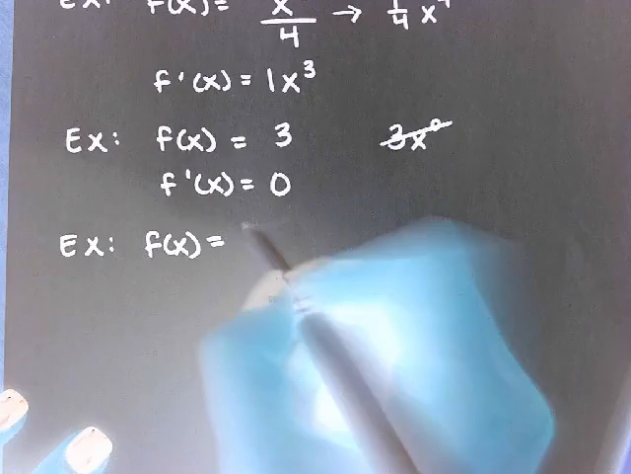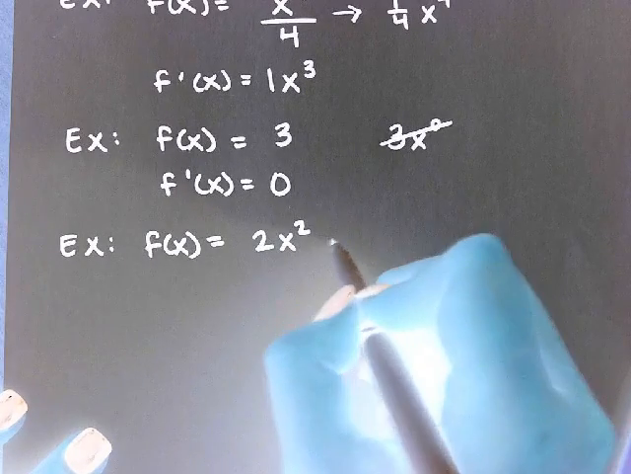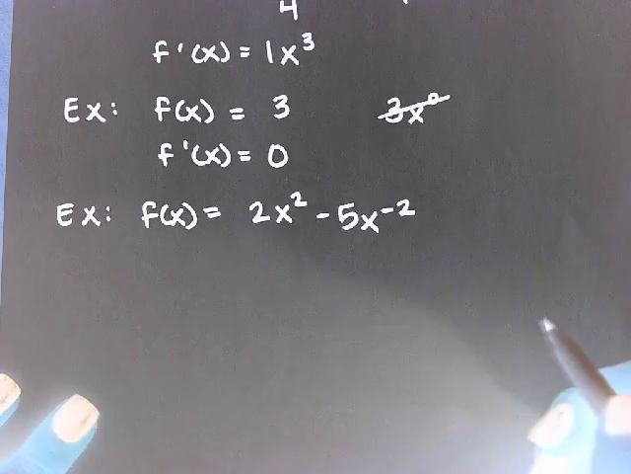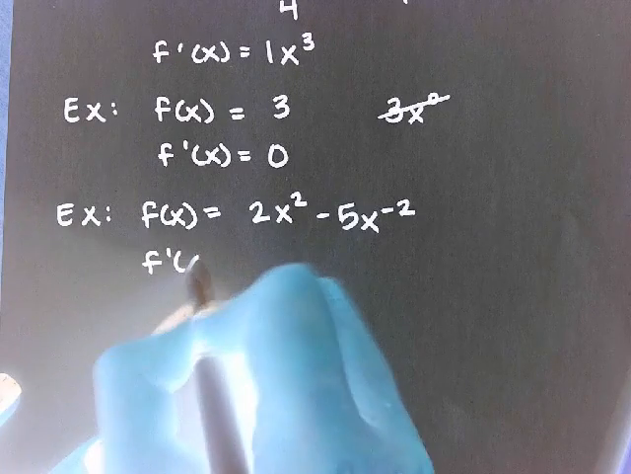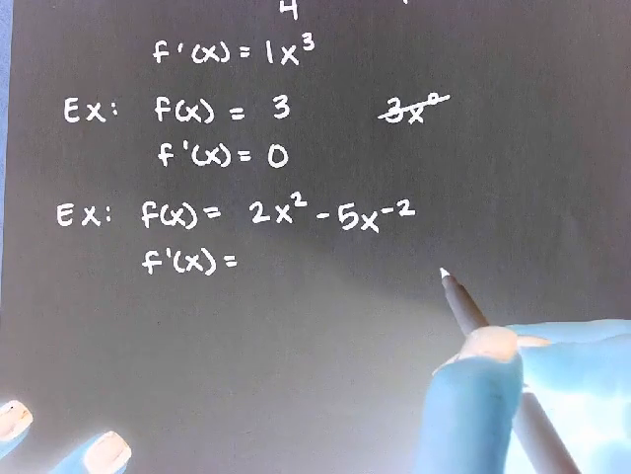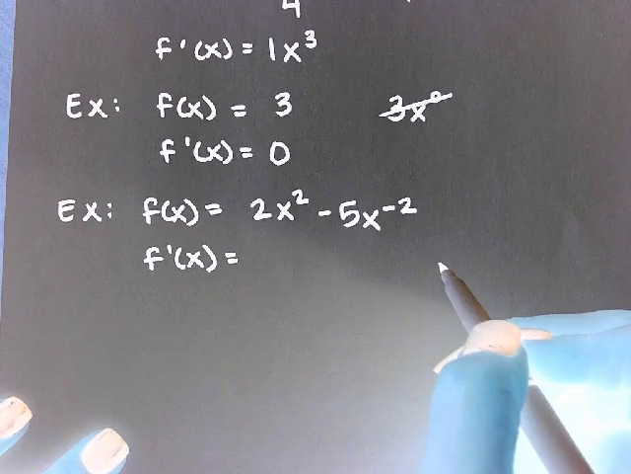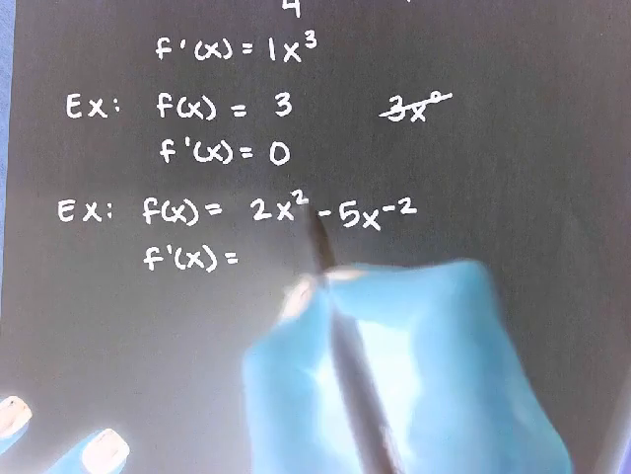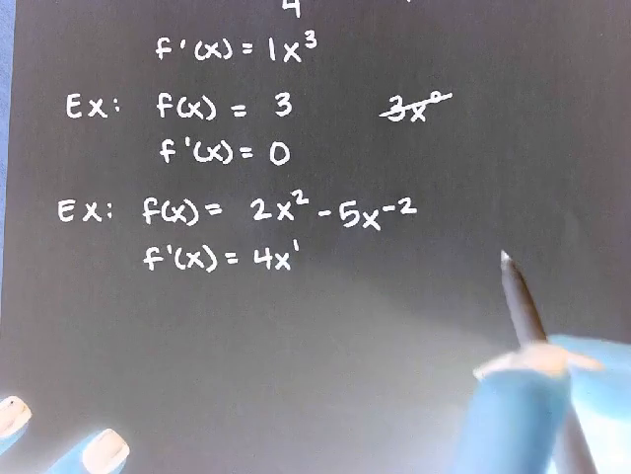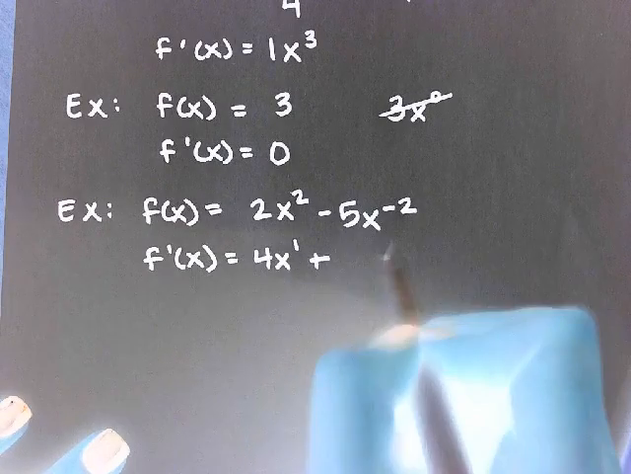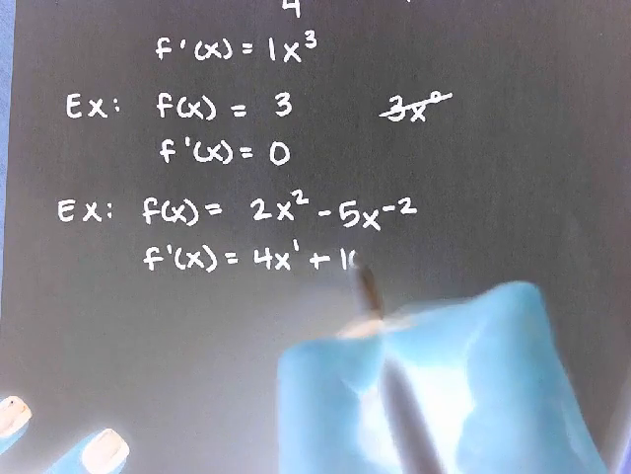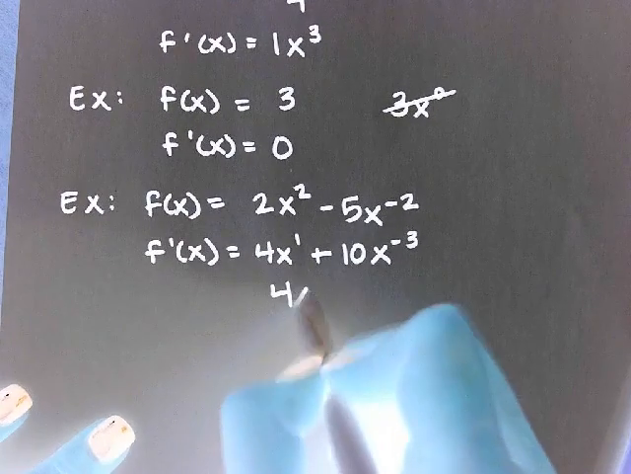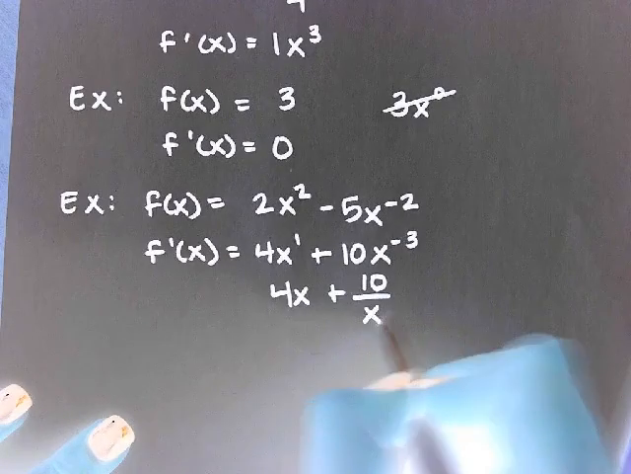All right, what if I have 2x squared minus 5x to the negative 2? Well, then you got your nice old derivative rule. The second term turns into 10 over x cubed, and the 4x. So drop the 2 to the front. So 2 times 2 is 4x to the 1, right? Plus, yeah, so I'll say 10x to the negative third, just showing all my work. So I've got 4x plus 10 over x cubed.